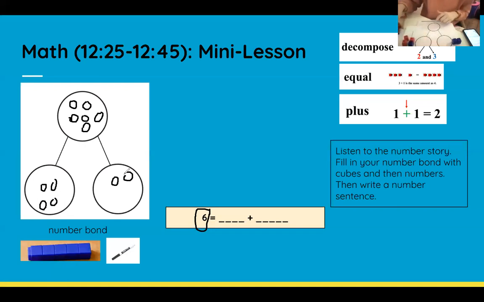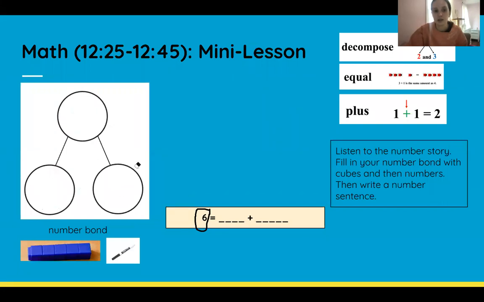So now instead of using my cubes here, I'm going to change this to I had 6 all together. I moved 4 here and 2 there. So go ahead and do that on your number bond. I had 6 all together, 4 put their nuts in the ground, and 2 put their nuts in a tree.